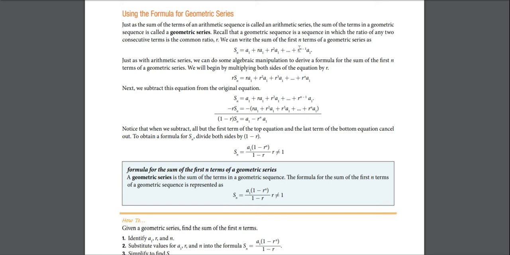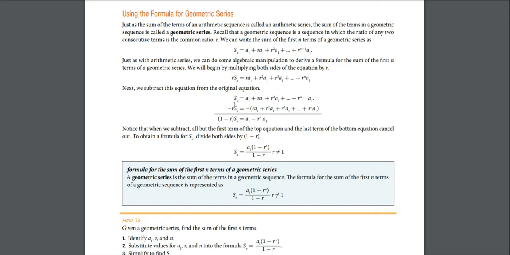With the last term, we're going to have r to the n minus 1 times a1. So let's multiply everything by r. We multiply everything by r, so we have rS on this side, and then we have r a1, r squared a1, so on and so forth. The last term is now r to the n a1. And we're going to take this equation and we're going to subtract this equation.